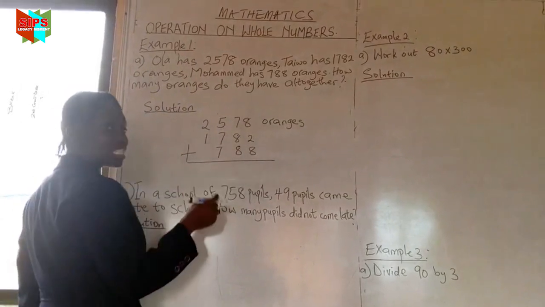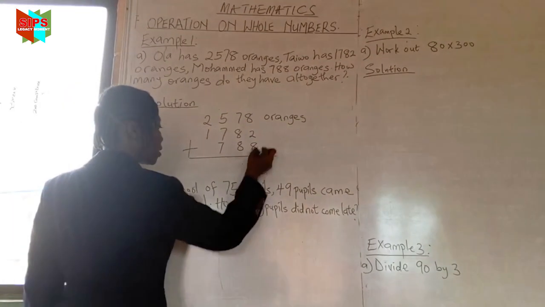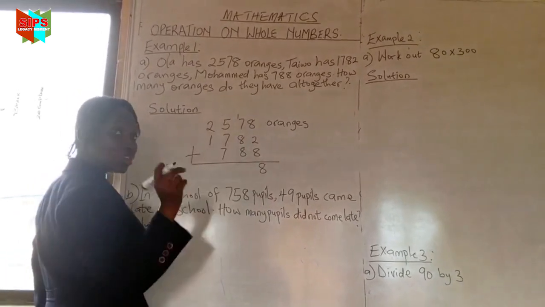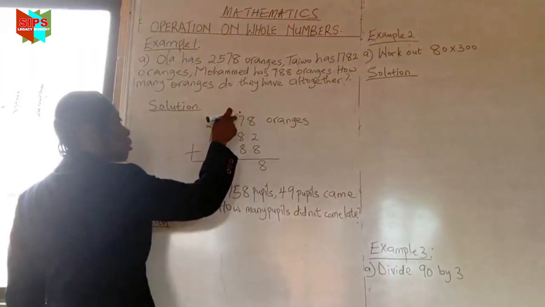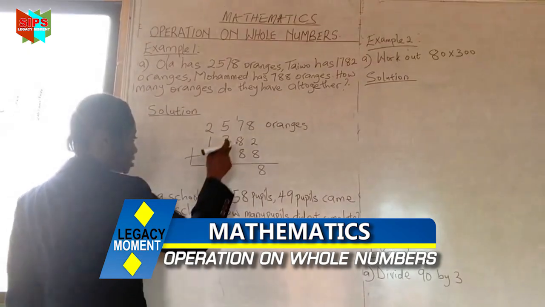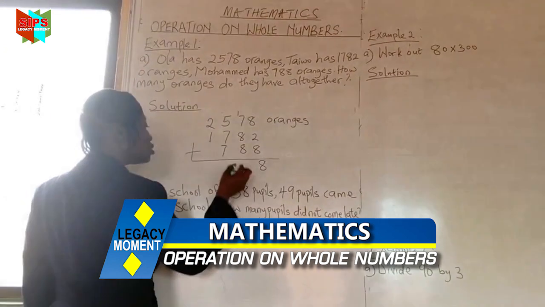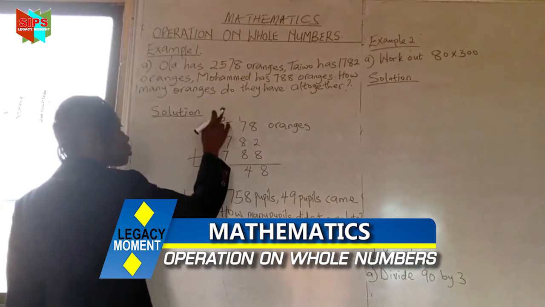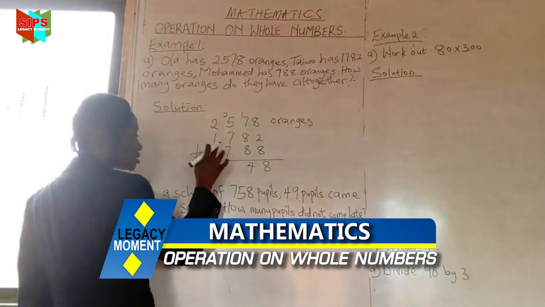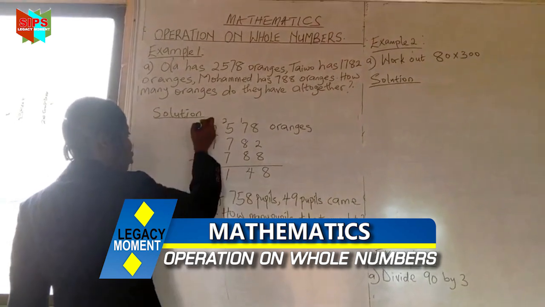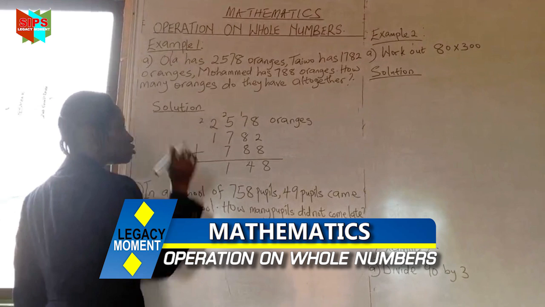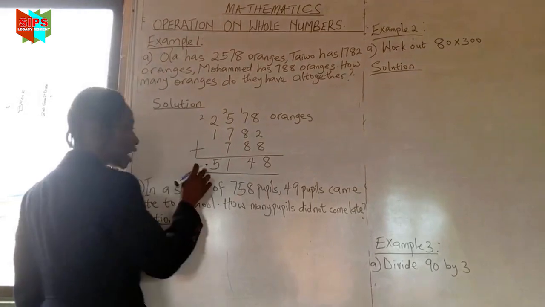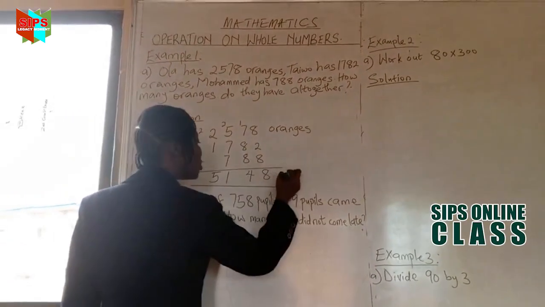8 plus 2, that gives you 10 plus 8, 18. Yes, then you write your 8 and keep your 1. You add 1 to it. 1 plus 7, that is 8 plus 8, that is 16 plus 8, you have your 24. You write 4 and keep your 2. 2 plus 5, that is 7 plus 7 plus 7, that will give you your 21. And of course you have your 2. Add this 2 to this 2, that gives you 4 plus 1, that gives you 5. So all together we have 5,148 oranges.